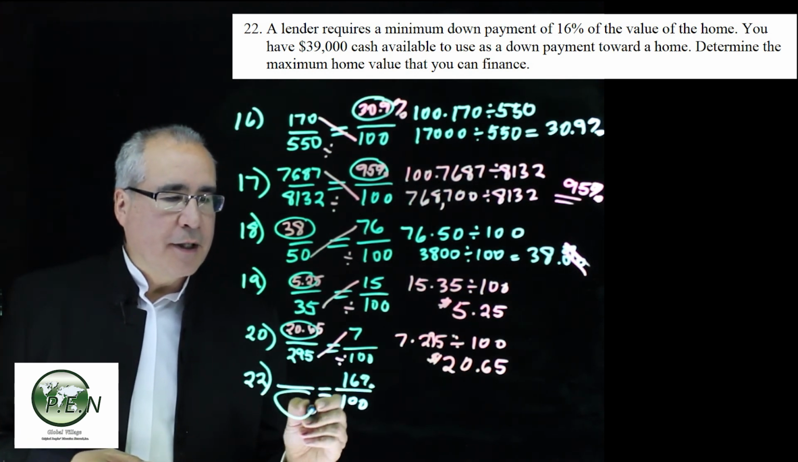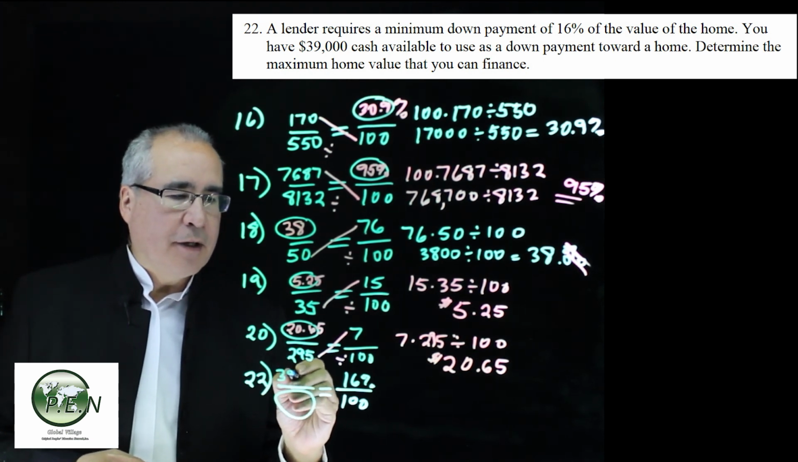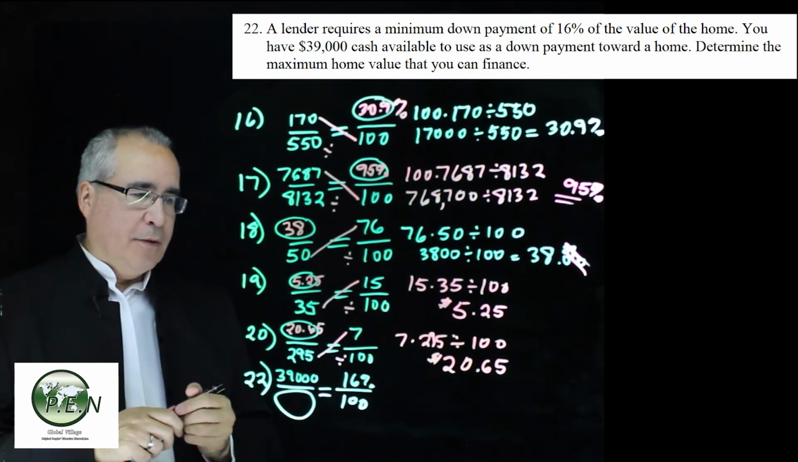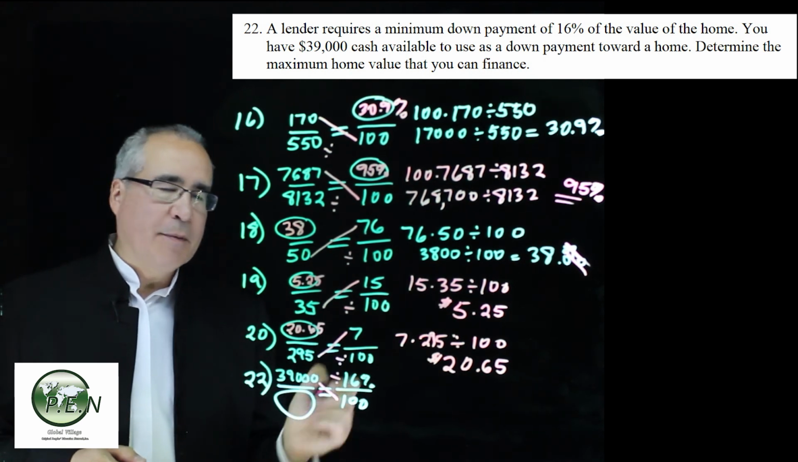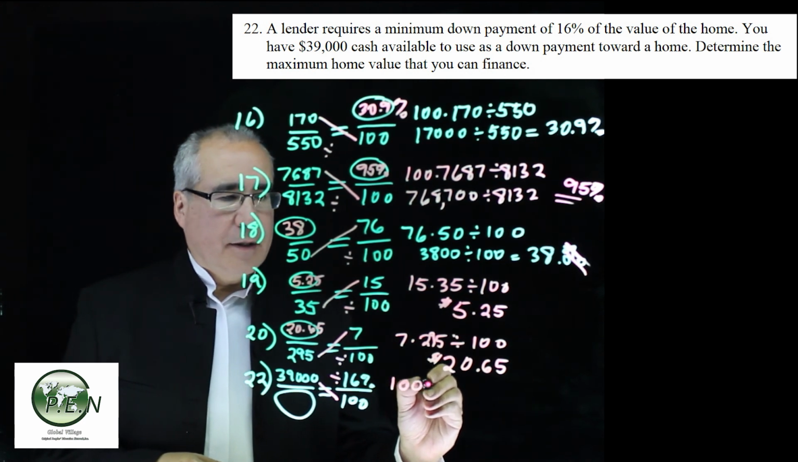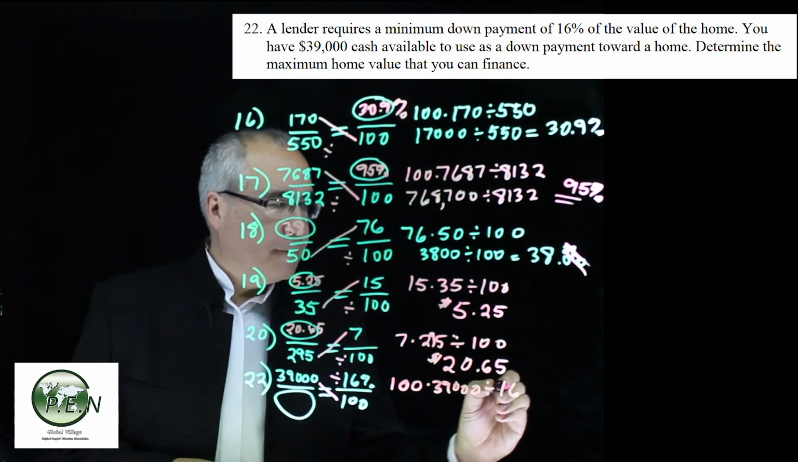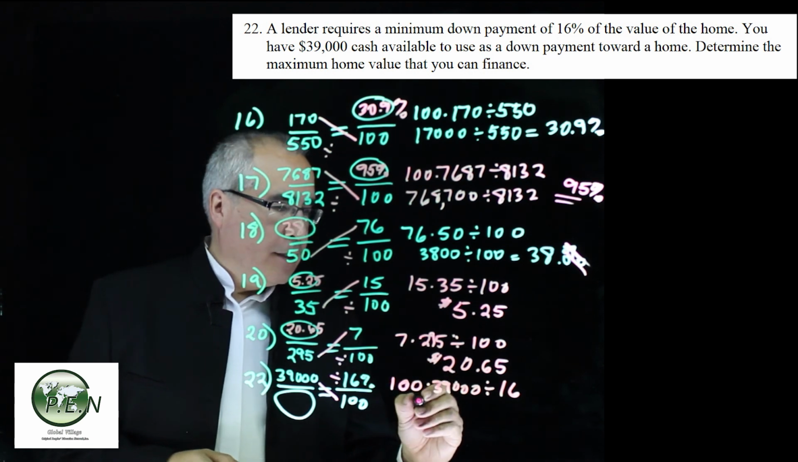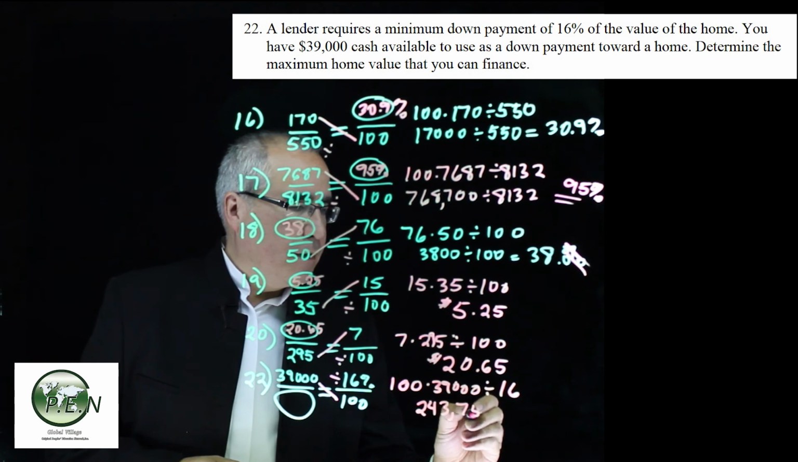So what we're looking for is the total value that we're able to afford if we have $39,000 to put as a down payment. So in this case, cross multiply 100 times 39,000, then divide by the 16. So 100 times 39,000 divided by 16. And when we do that, we get 243,750.